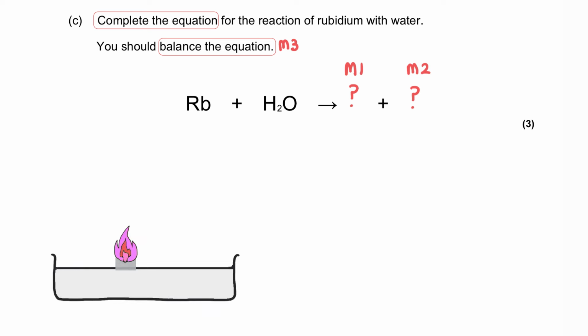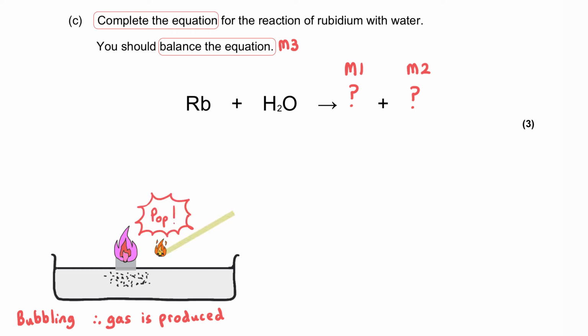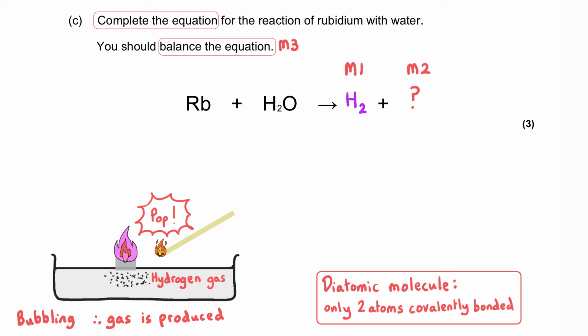Well, first of all, let's look back at our observations. We see bubbling during this reaction, and bubbling is evidence that a gas is being produced. And in the case of the alkali metals reacting with water, the gas produced will give a squeaky pop when a lit splint is placed near it. And this is because the gas is hydrogen gas. Hydrogen is a diatomic gas, which means it has got the chemical formula H2.